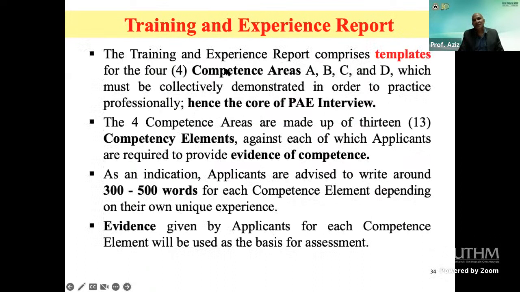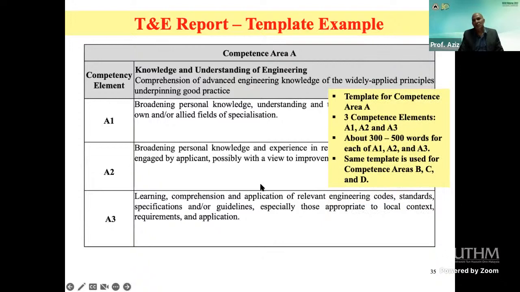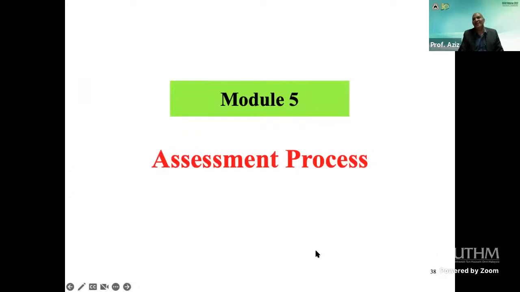Applicants must write around 350 words for each competence element on their own unique experience. Not much, just 300 to 500. A1, 500, 300. A2, 300. A3, 300. That's all. It is not a long report, and we are not long either. So we give you what to write. You can all read through these.